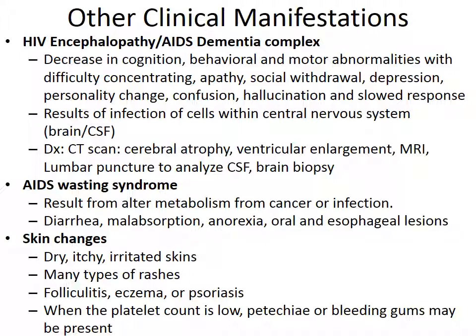AIDS wasting syndrome results from the altered metabolism from cancer or infection and is a syndrome that is characterized by diarrhea, malabsorption, anorexia, oral and esophageal lesions. And also, many skin changes can develop in the patient: dry, itchy, irritated skin, rashes, folliculitis, eczema, or psoriasis, and when the platelet count is low, petechiae or bleeding gums may be present.